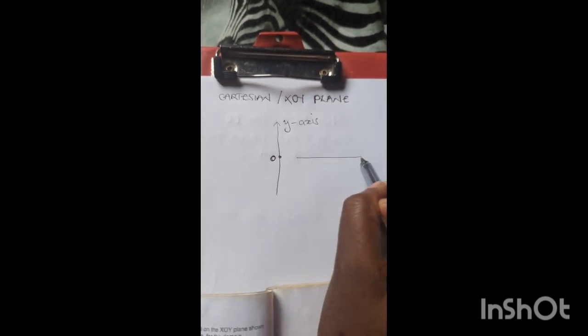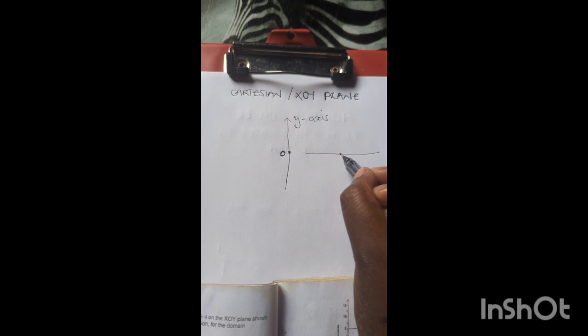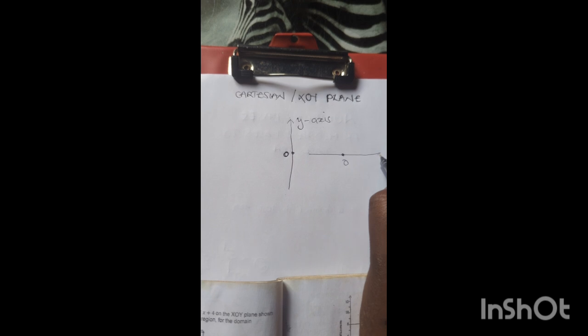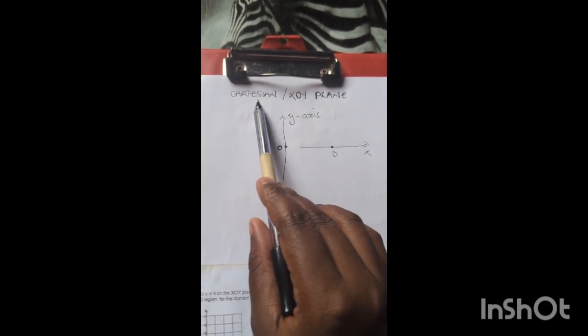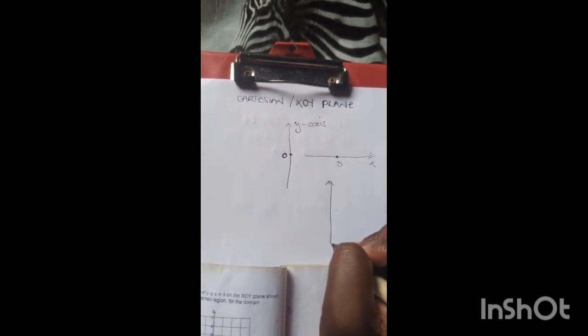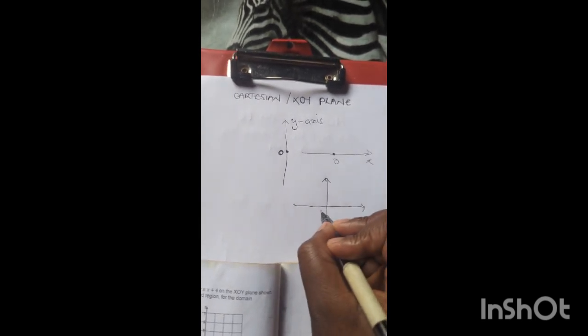This is the y-axis. Then the x-axis is the sleeping line, and the 0 is common. On the right side, there will be positive numbers. This is the x-axis. And then on the left side, there will be negative numbers. When you combine the x-axis and the y-axis, it forms the Cartesian plane or the XOY plane. It will look like this. You're going to have something like that and like that. This is positive and this is also positive. This is negative and that is negative.